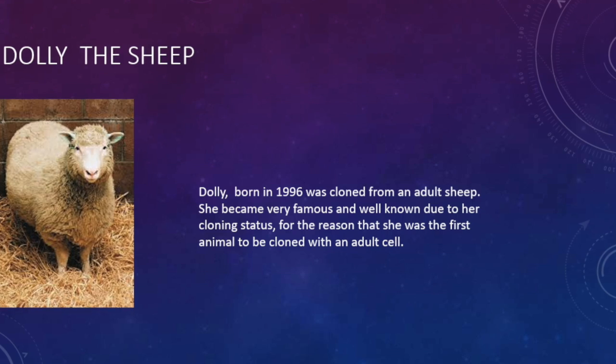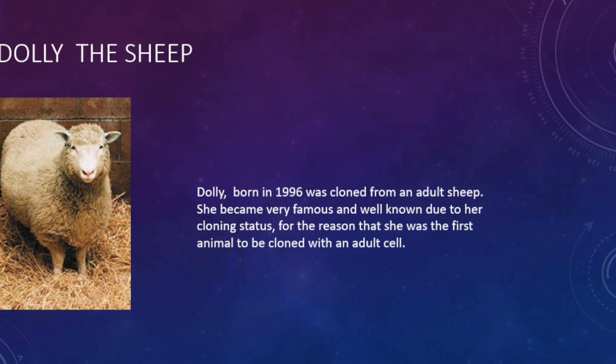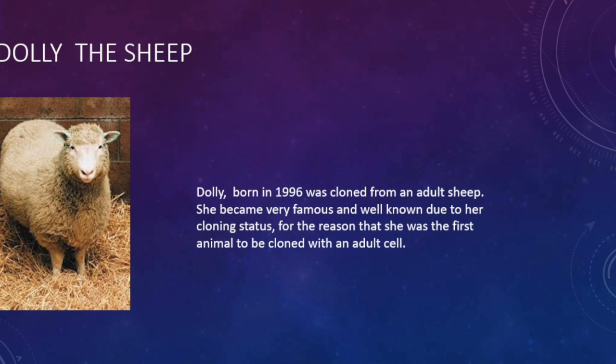Dolly was cloned by scientists by getting an udder cell from an adult sheep and injecting it into an unfertilized egg.